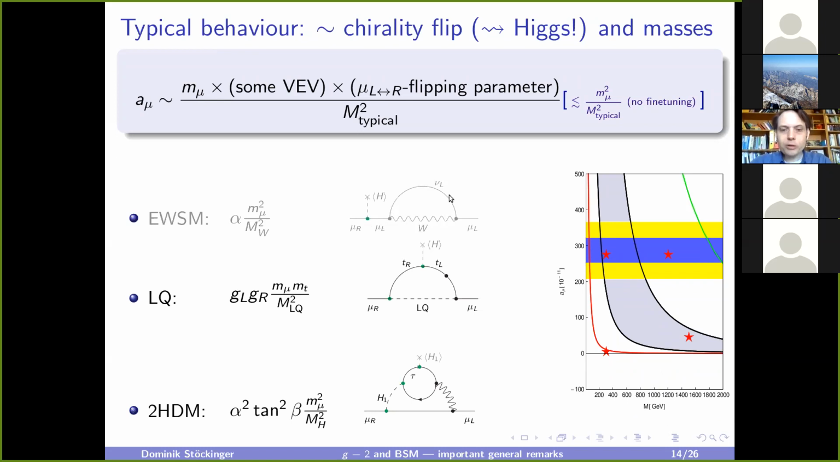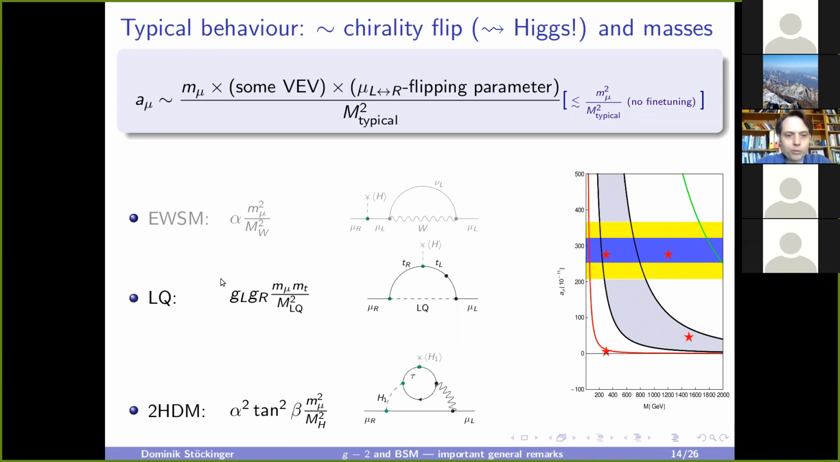Here, the chirality is flipped in the standard model way, and the chirality flip comes from the external muon line, where the muon basically couples to the Higgs vacuum expectation value and flips the chirality. So we get no enhancement from the chirality flip, and the result is just loop factor alpha times muon mass square divided by W mass square. And from this formula, you get immediately this value 15 times 10 to the minus 10 that I mentioned before, which is smaller than the deviation.